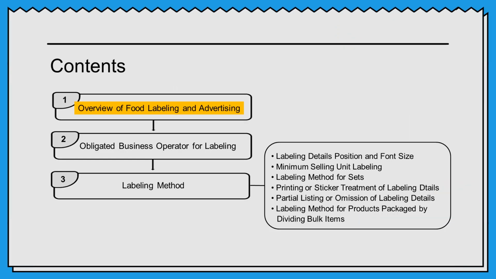In the first lecture, I will explore the topics of overview of food labeling and advertising, Obligated Business Operator for labeling, and labeling method. Regarding the labeling method, I will delve into the following aspects: display surface and font size, minimum sale unit labeling, labeling method for set packaging, labeling information sticker application, partial labeling or omission of some labeling information, and products packaged by dividing bulk items.